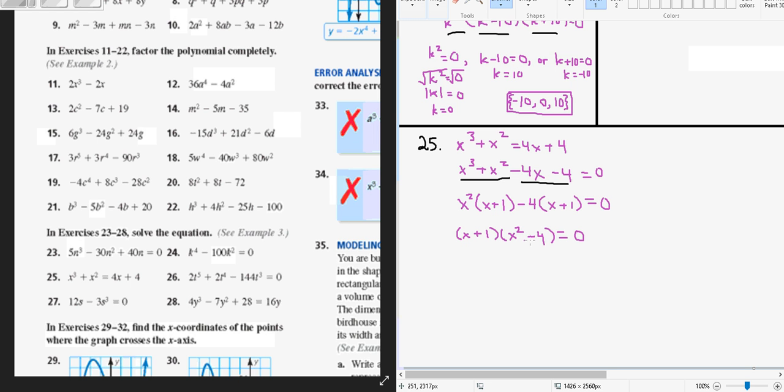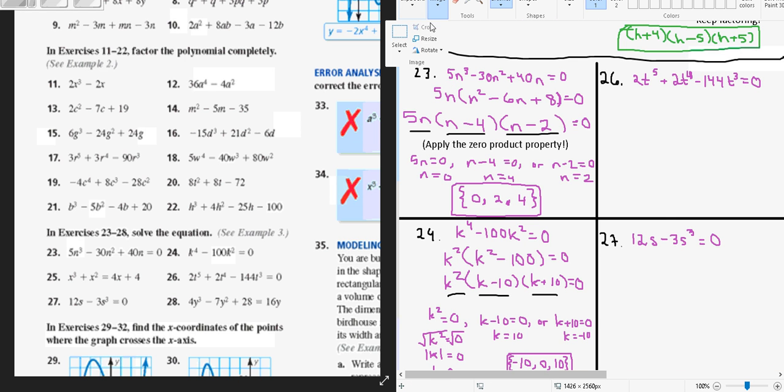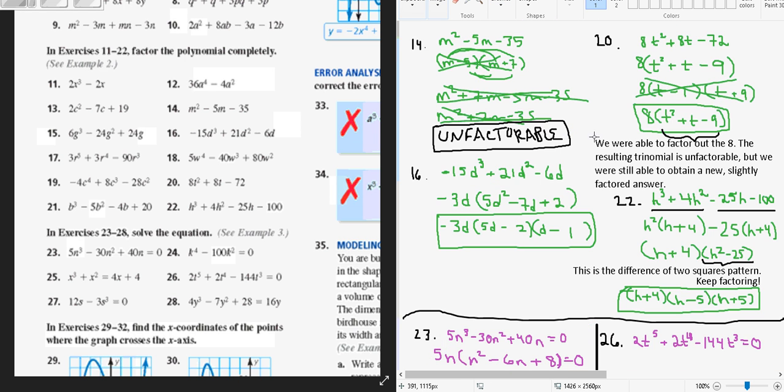So right here we've got that difference of two squares pattern yet again. So we have x plus 1. I'm going to actually copy that from up here.